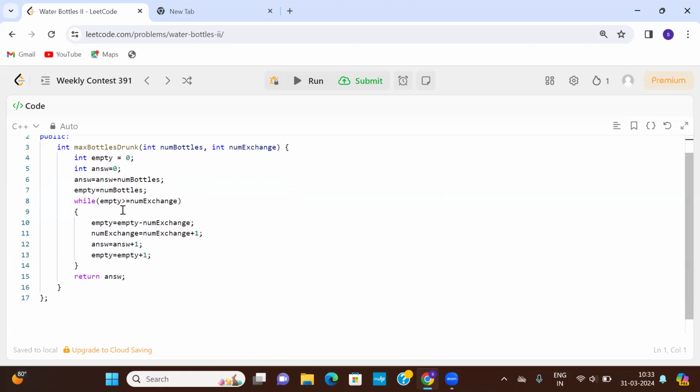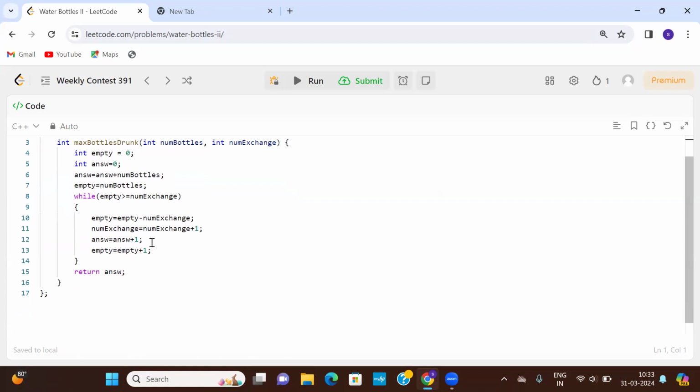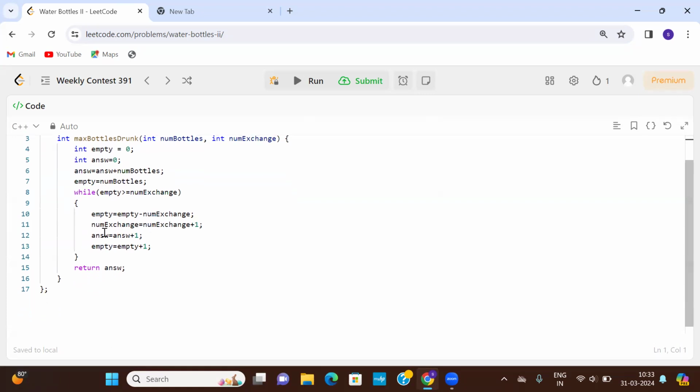Now while empty is greater than or equal to numExchange. What does this condition signify? This condition signifies that if empty is greater than or equal to numExchange, it means we can get a full water bottle in place of these empty bottles. So if this condition is true, we will perform the exchange. empty equals empty minus numExchange. It means we have exchanged the bottles and we have got one full water bottle. So numExchange equals numExchange plus one.